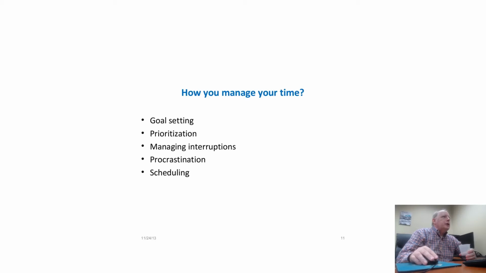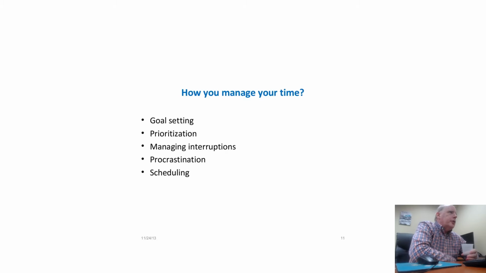Anyway, how do you manage your time? These are 5 different ways to look at it. Setting goals and intermediate goals. Prioritizing things. Some things go ahead of others. Managing interruptions, because you're always going to get interruptions, so learning how you deal with them. And procrastination is a big thing when people discuss time management.